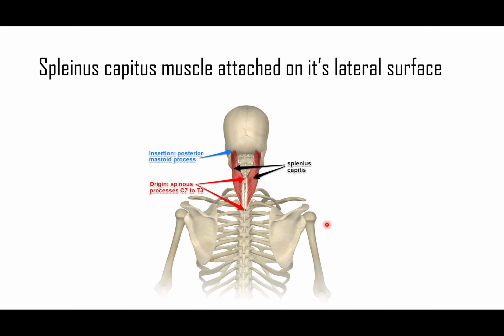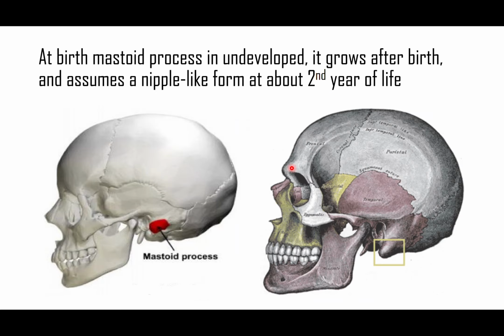The fourth option of this MCQ is the splenius capitis muscle is attached on its lateral surface. This is the diagrammatic representation of the splenius capitis muscle, and here we can clearly see that it is attached to the mastoid process. So we can say that this option is also correct because the splenius capitis muscle is attached to the lateral surface of the mastoid process.